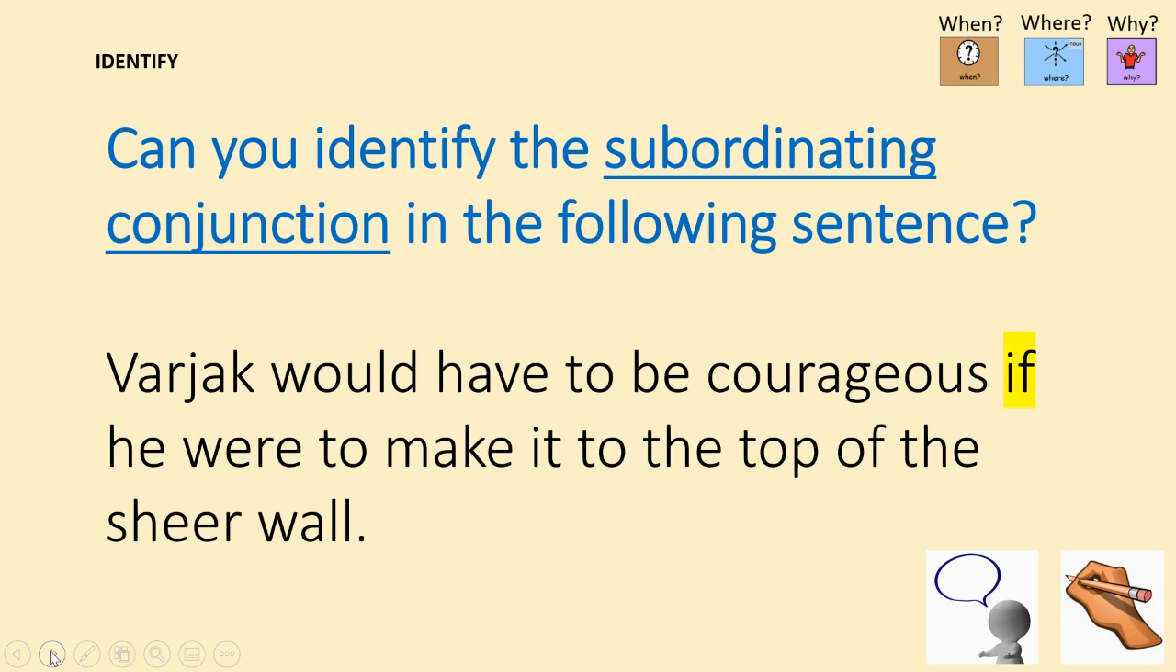And once again, we'll talk about this more at school, and we'll look at this more when we come back together. But you could also say, if he were to make it to the top of the sheer wall, Varjak would have to be courageous. But we're going to look more at that at school. At the moment, I'm really interested in whether you have identified that subordinating conjunction.